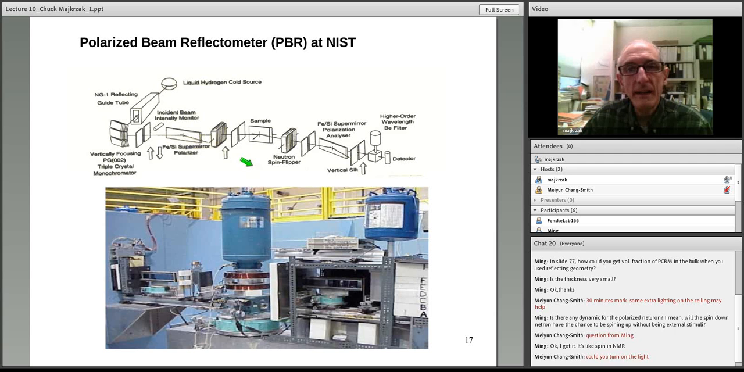Similarly, you can take another analyzing mirror and spin flipper and analyze the outcoming spin after reflection. So now you can measure plus plus, minus minus, plus minus, and minus plus in 4 measurements in that configuration to get all the spin flip and non-spin flip information about the sample.